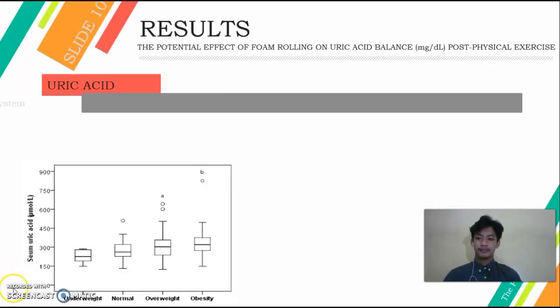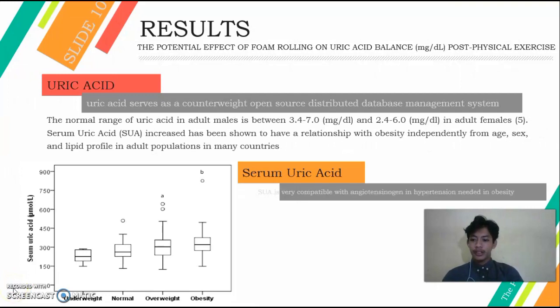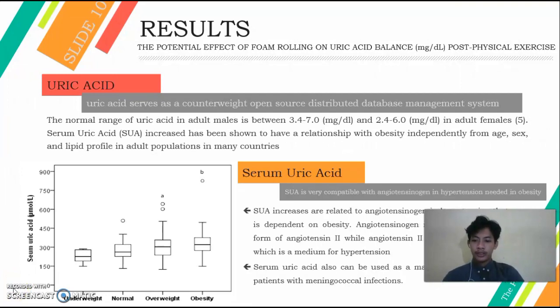Next, result. Uric acid is the end product of purine catabolism. In humans, uric acid serves as a counterweight between energy intake and expenditure in the body. The normal range of uric acid in adult males is between 3.4 and 7.0 milligrams, and 2.4 and 6.0 milligrams in adult females. Serum uric acid, or SUA, increase has been shown to have a relationship with obesity independently from age, sex, and lipid profile in adult populations in many countries.